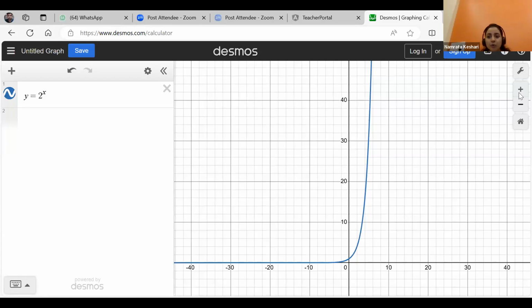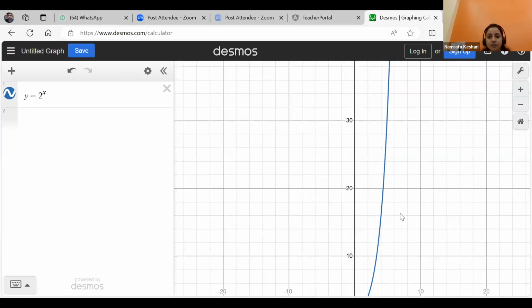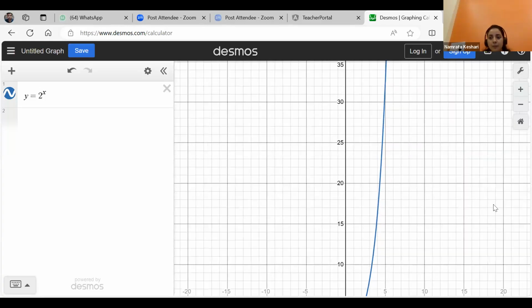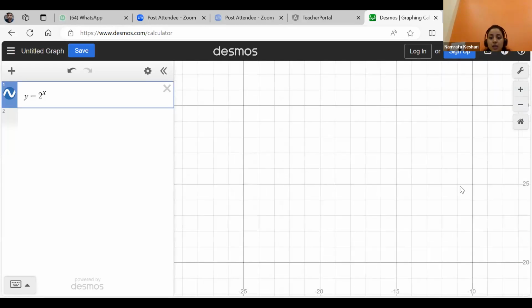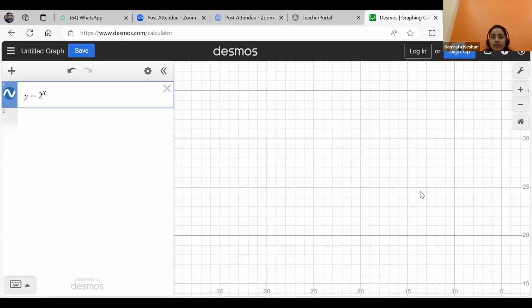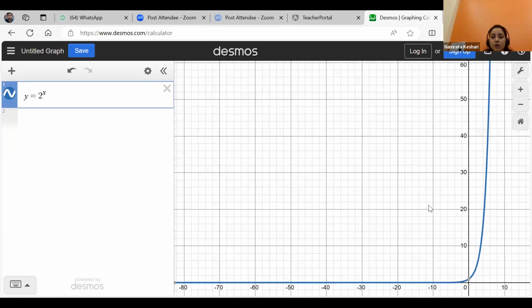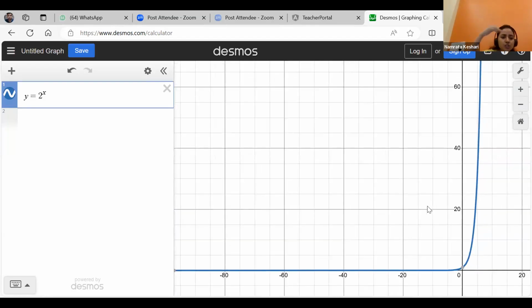Here, if you want to check the point at which the graph is touching the y-axis, can you see it is (0, 1)? And even though it looks like the blue line is touching the x-axis, no, it is not touching. If you zoom in, you will find that it's not touching, it's just approaching, it is about to touch, but it is not touching.